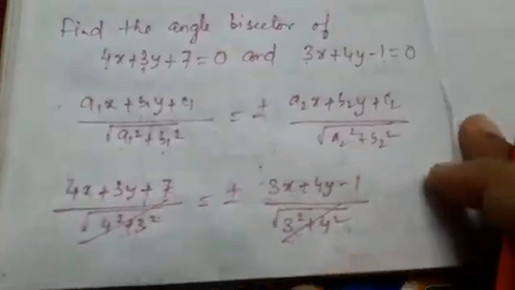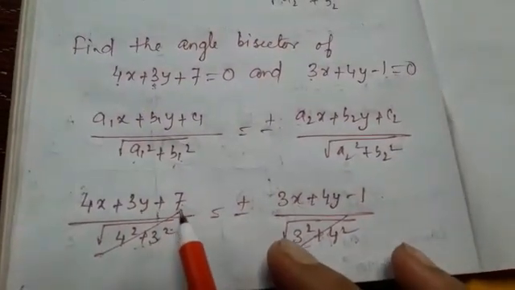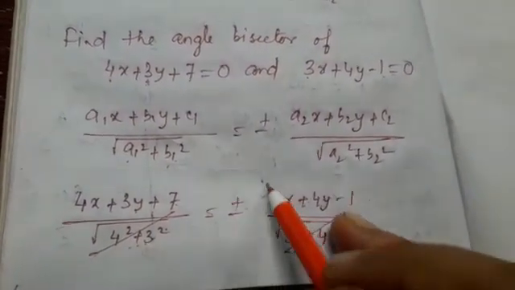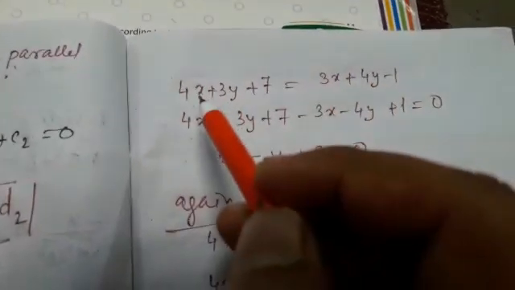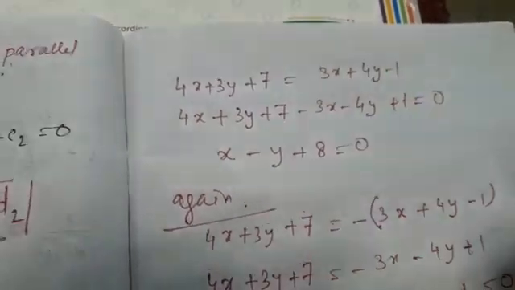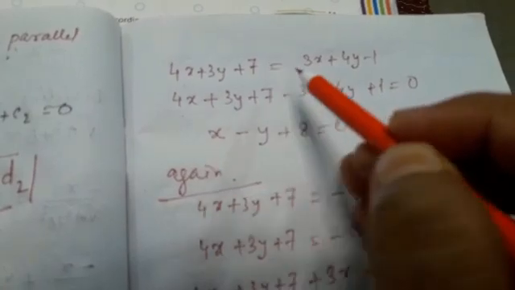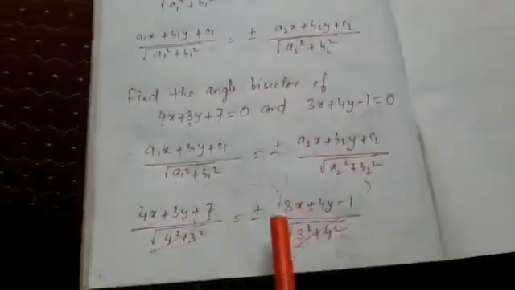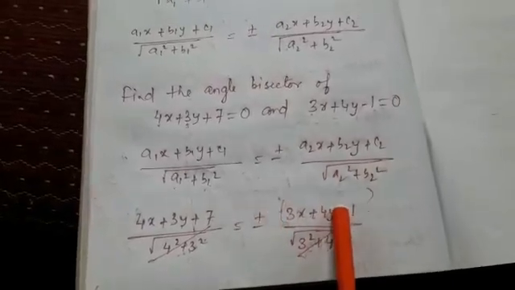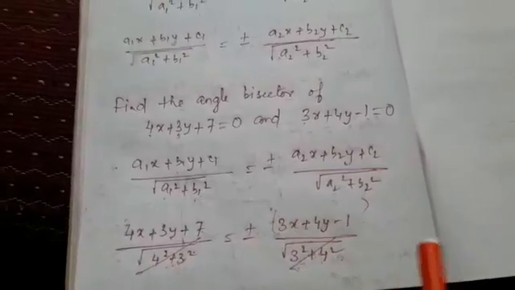So your two equations will be, if you equate, 4x plus 3y plus 7 is equal to plus of 3x plus 4y minus 1. So this is your one equation. If you now equate both sides by taking the positive value, 4x plus 3y plus 7 is equal to plus of 3x plus 4y minus 1. So you will take the plus sign and frame an equation. Again you will take the minus sign and frame the other equation.